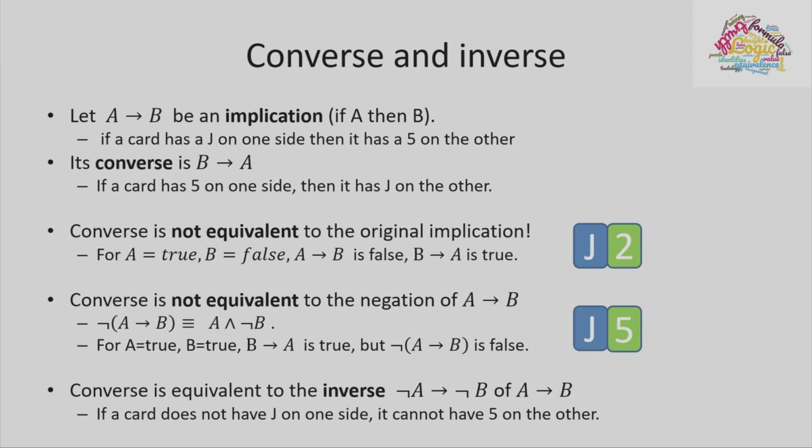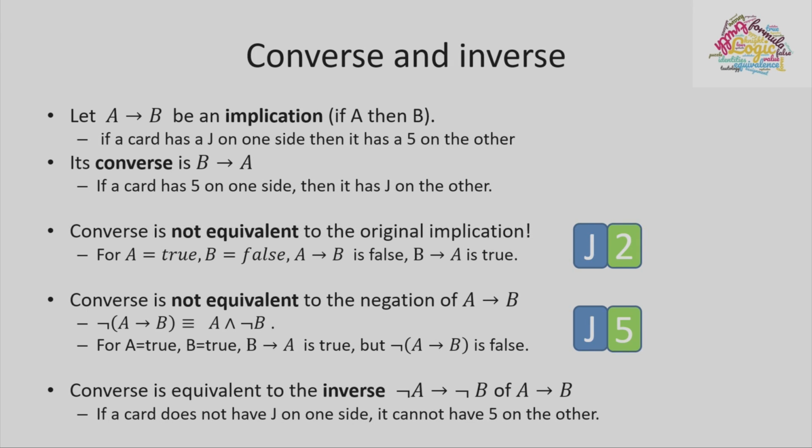And let me throw in yet another word in it, which is the inverse. That one you probably see less often than converse and contrapositive. And the inverse is the contrapositive of the converse. So if you have B implies A and you take a contrapositive, you will end up with not A implies not B. So in our card example, it would be if the card does not have a J on one side, it cannot have 5 on the other. It's equivalent to converse, but it's very different from your original implication for exactly the same reason as before.